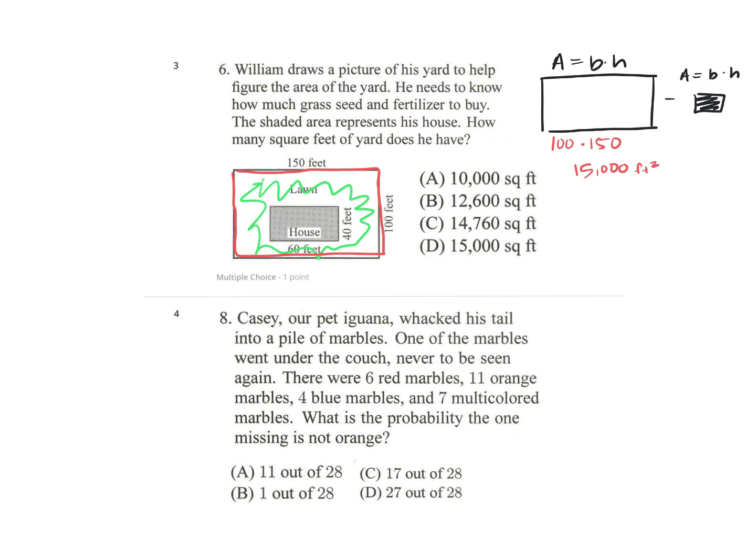The area of this smaller rectangle, which is his house, has dimensions of 40 by 60. That's the value that I'm subtracting. So I'm going to take 40 times 60. That gives me 2,400. And then I'm going to subtract 15,000 minus 2,400. That's going to give me the area of the yard, which is 12,600 square feet. So that's option B.